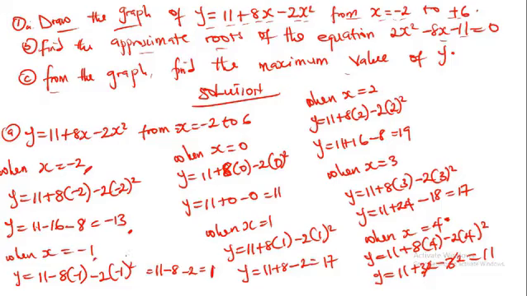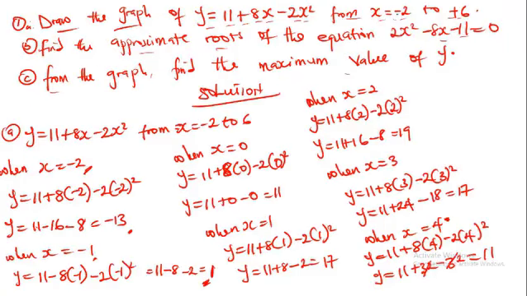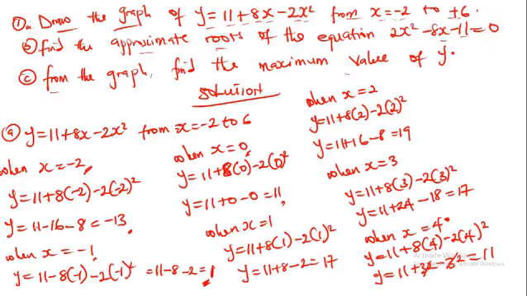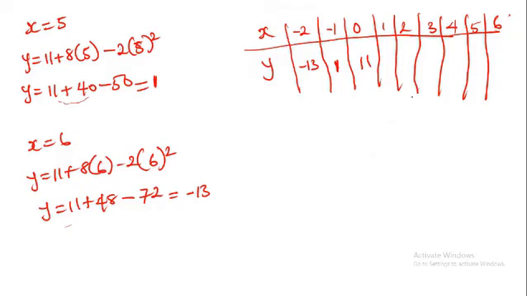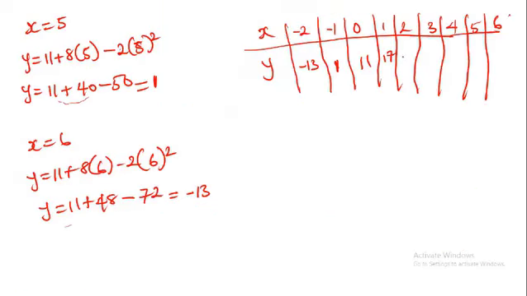When x is minus 1, y is 1. We have 1. When x is 0, y is 11. When x is 1, y is 17. We write down our 17. When x is 2, y is 19. We have our 19.